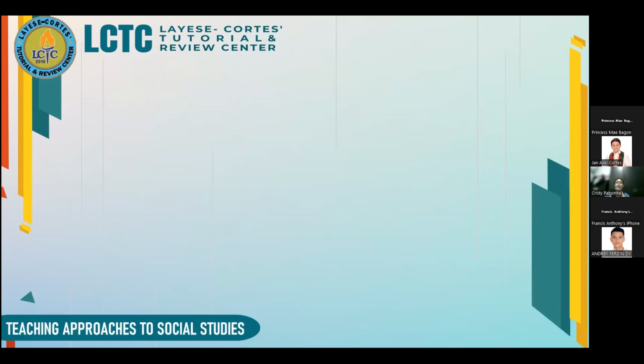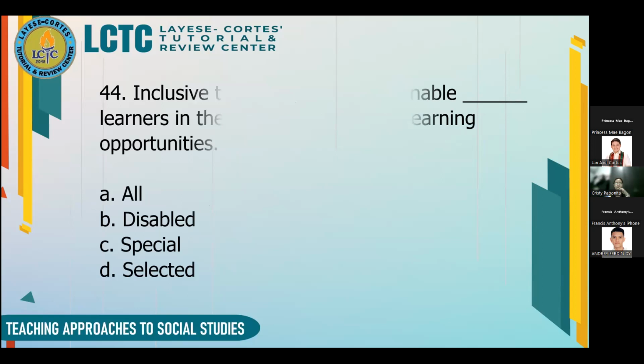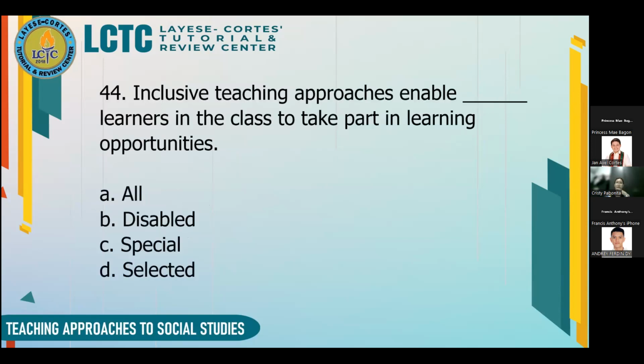43. 44. Okay, so inclusive teaching approaches enable blank learners in the class to take part in learning opportunities. All. Letter A, all. Disabled, special, and selected fall under letter A, which is all. So the best answer is letter A. Inclusive teaching approaches enable all learners.